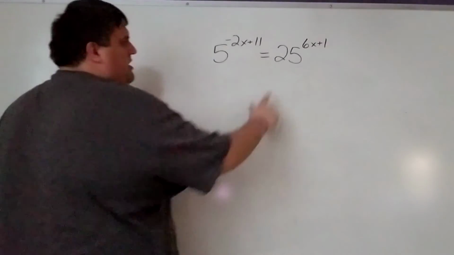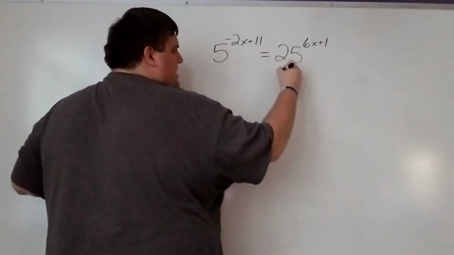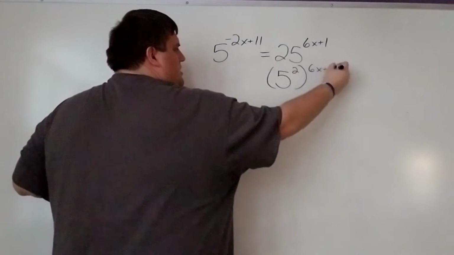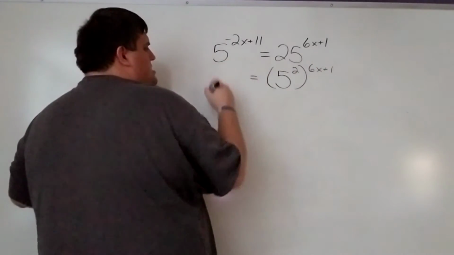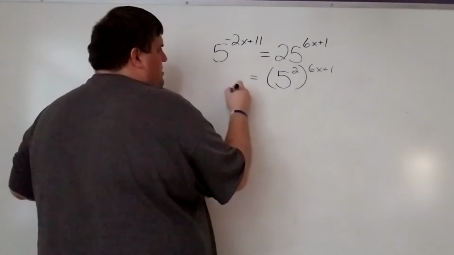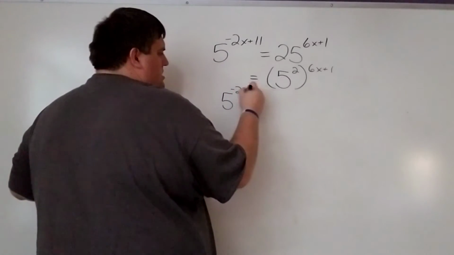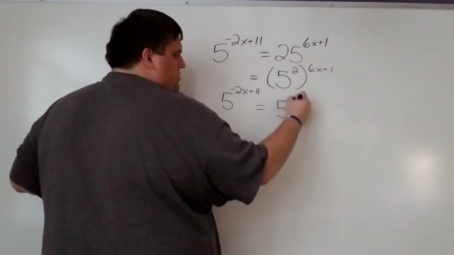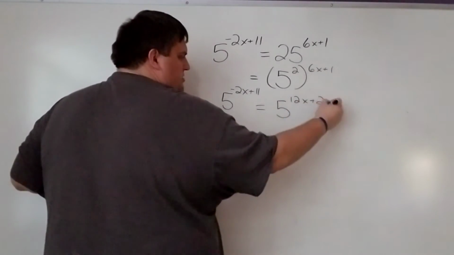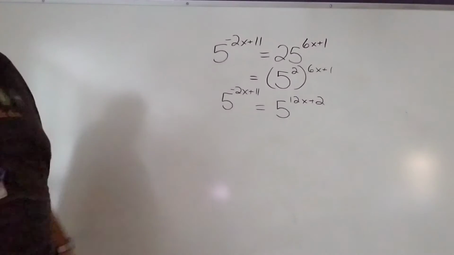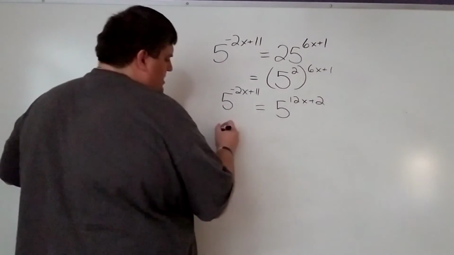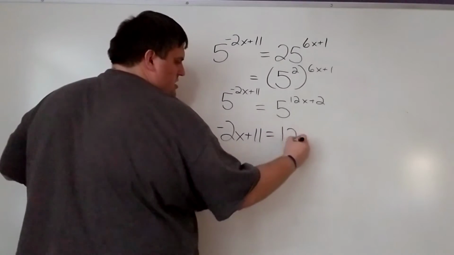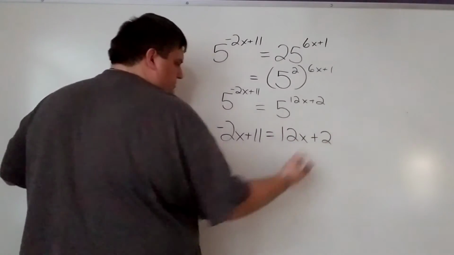So it looks like we can change 25 to 5s. That's nice, 5 squared. Yeah, this is the same. So we distribute. That'd be 12x plus 2. And then we can drop the base because they're both 5s. And it should be easy from here, right?